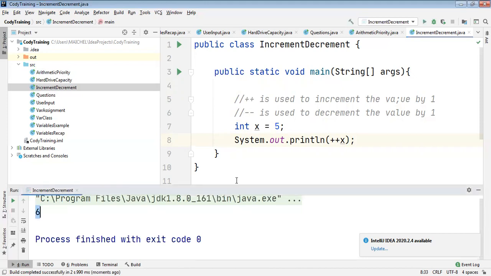Yes, it printed 6. If you remember, we said before that there is a difference if we put the plus plus sign before the variable or after the variable. So here I will move it from before to after, and make it x++ instead of ++x. What will happen? Are we getting the same result, or will it be different? Same thing, I think. So let's try again and see. It will not be the same.